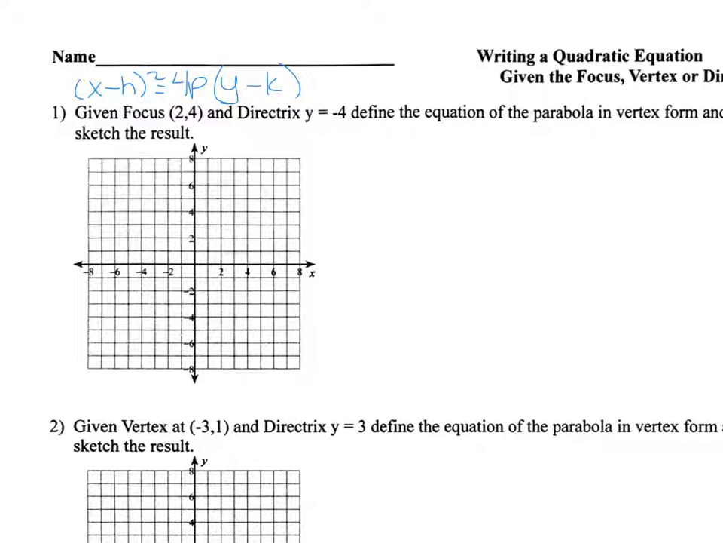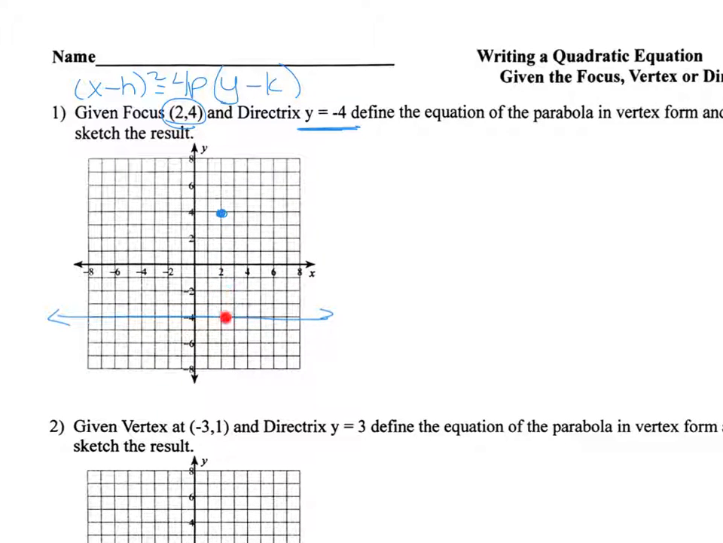So when we do this, we have to figure out what the vertex is. (2, 4) is the focus, so we'll plot that. y equals negative 4 is the directrix. Remember that the directrix is outside of the parabola, and the focus is inside the parabola. And the distance between the focus and the vertex, and the vertex and the directrix, is exactly the same.